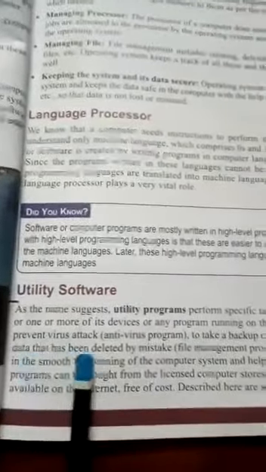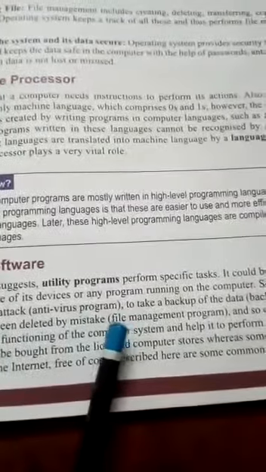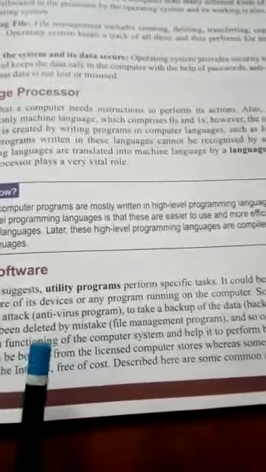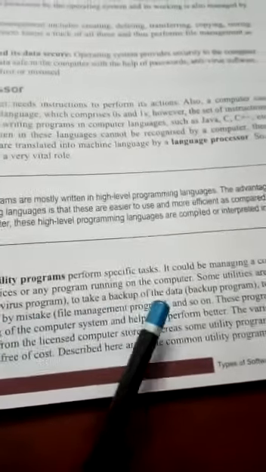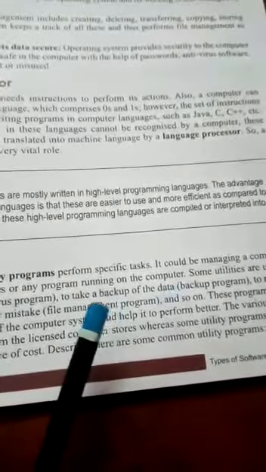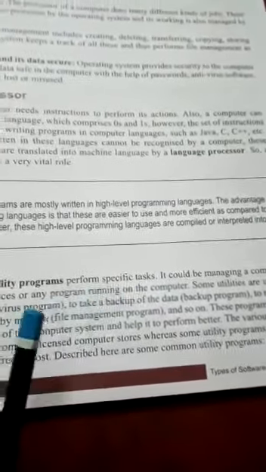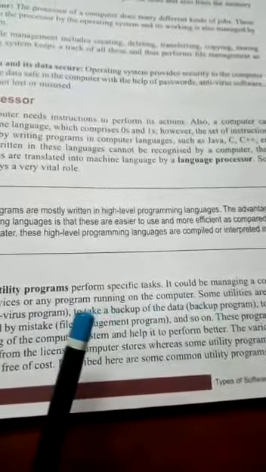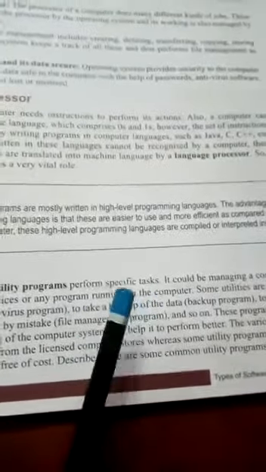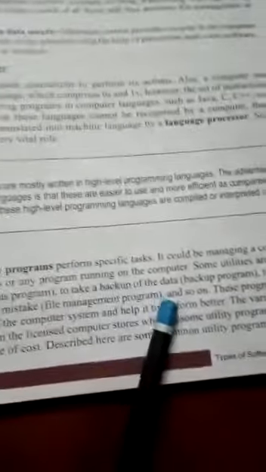Also, to recover data that has been deleted by mistake. If any data is deleted by mistake, it can be recovered easily, taken back easily. That is called a file management program. So this also comes under utility programs. Clear? So backup program, file management program, antivirus program, and programs to control all the devices. All these are controlled by software programs. Such software programs are called utility software. And so many works are done using utility software.